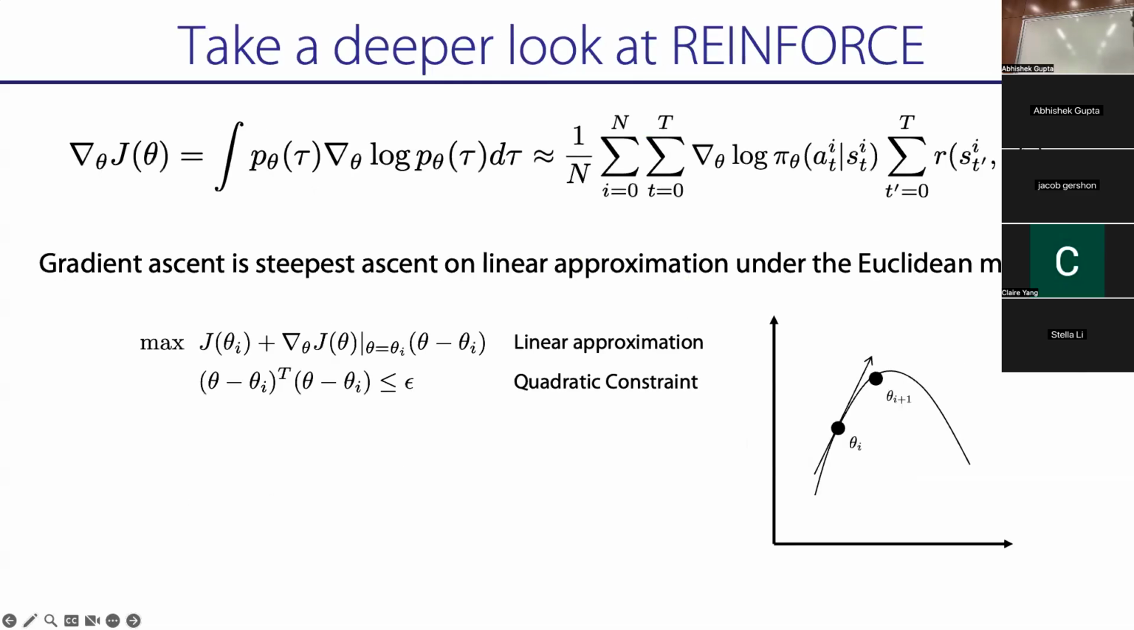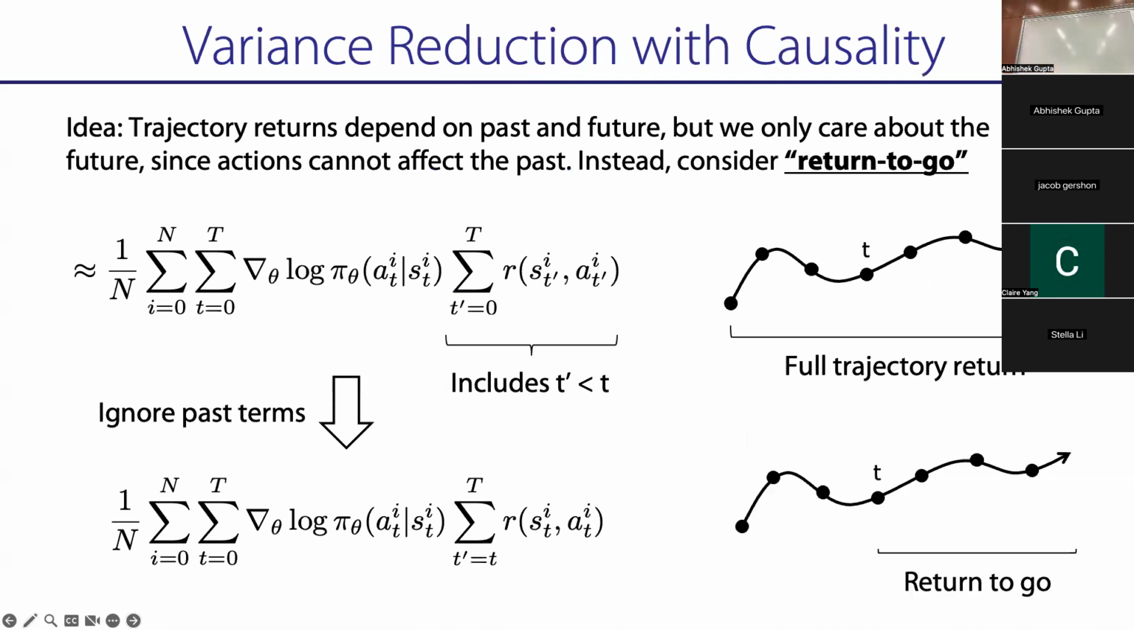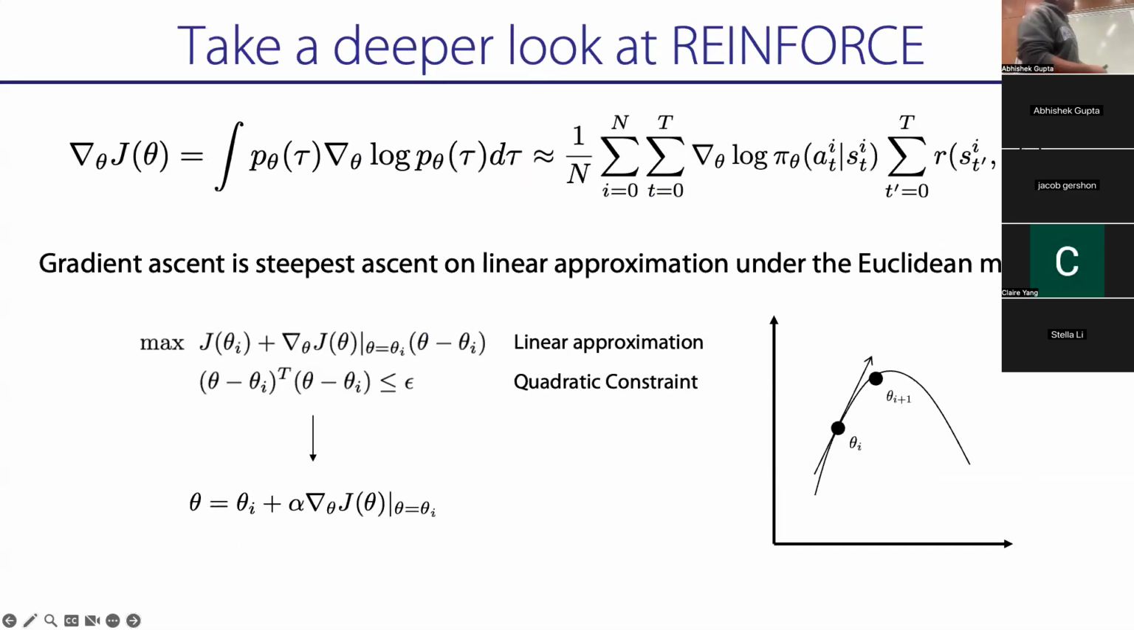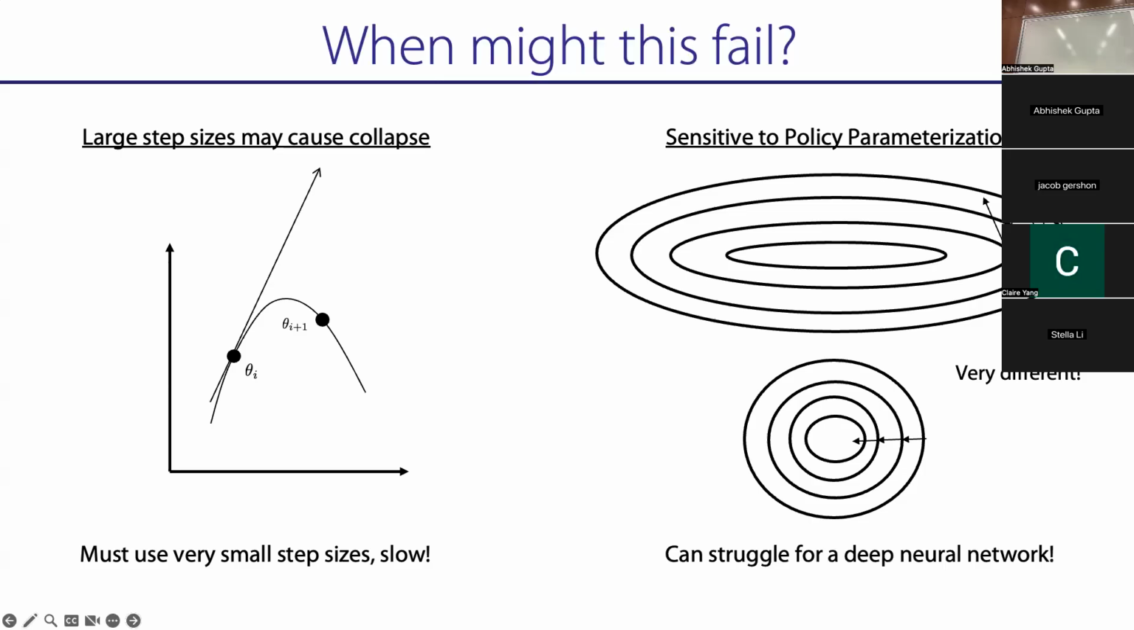These are two additional issues on top of variance. We found some ways to deal with variance. We talked about baselines, and we talked about causality, or ignoring things in the past. But because policy gradient is doing steepest descent on a linear approximation with the Euclidean norm, you have two additional issues. One is because of your linear approximation, and two is because of your Euclidean norm.